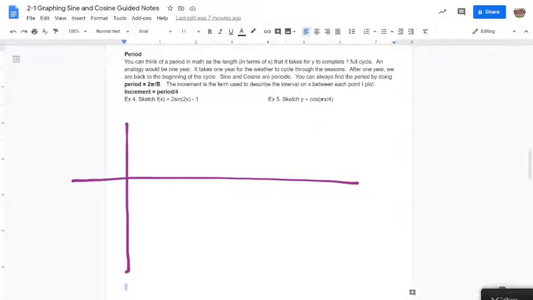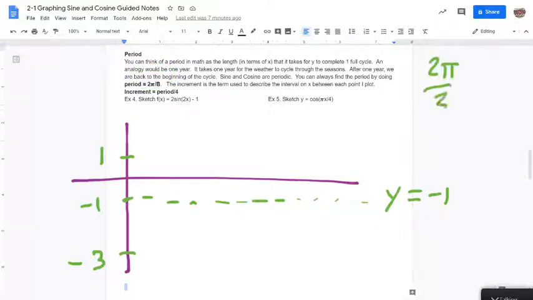Now let's use that to graph 2 times the sine of 2x minus 1. Let's first set up our y-axis. We're going to have a sinusoidal axis at y equals -1. Since the amplitude is 2, we're going to go up 2 from -1 and down 2 from -1 for our max and our min. Now to set up our x-axis, we have to find our period. Period is equal to 2 pi over b, so 2 pi divided by 2 gives us a period of pi.